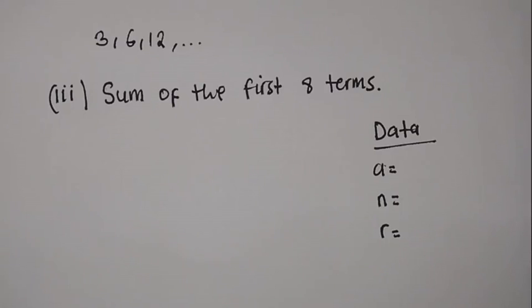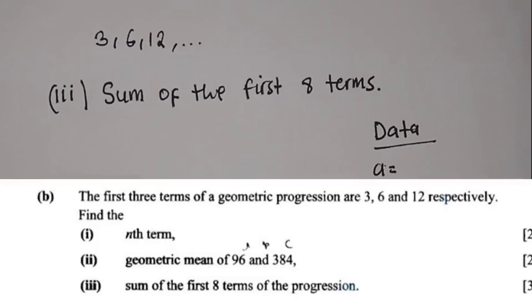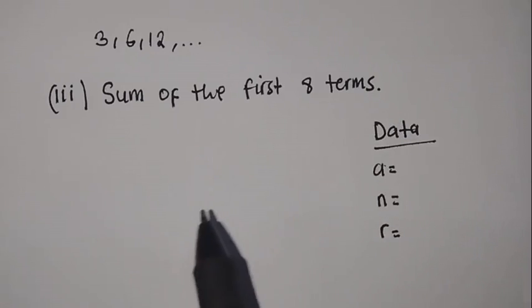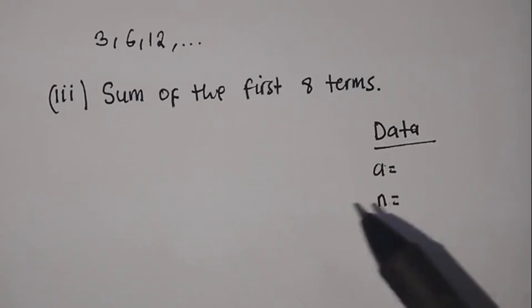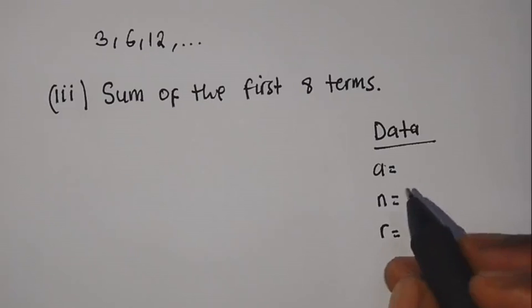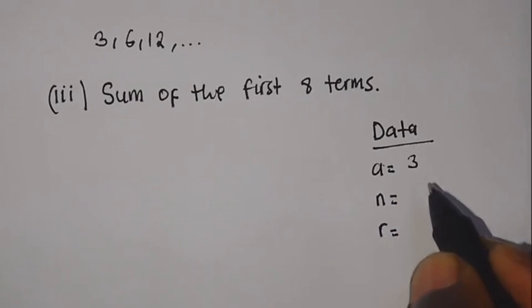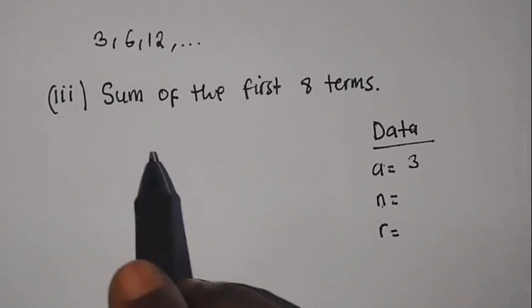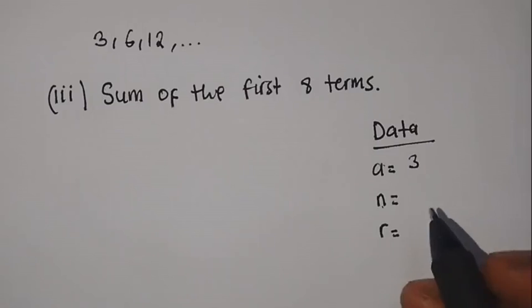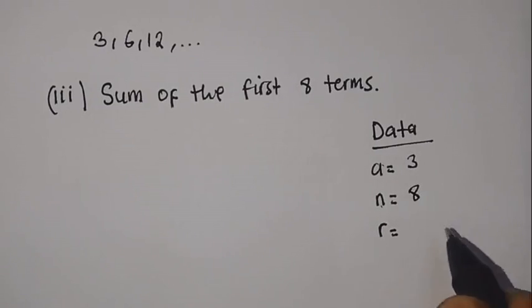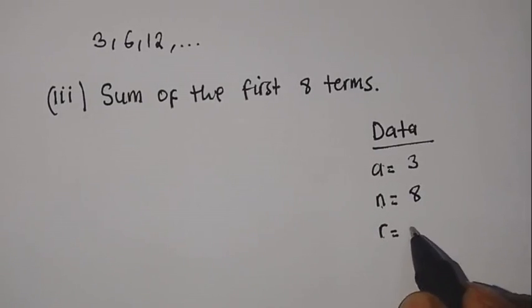All right, so we've now come to our third question. Find the sum of the first 8 terms of the geometric progression. Before we find the sum, first let us come up with the formula. Or before we come up with the formula, let us find this. So A is the first term, which is the 3 right there. Now here where you have n, since they are saying sum of the first 8 terms, n will be represented by 8.